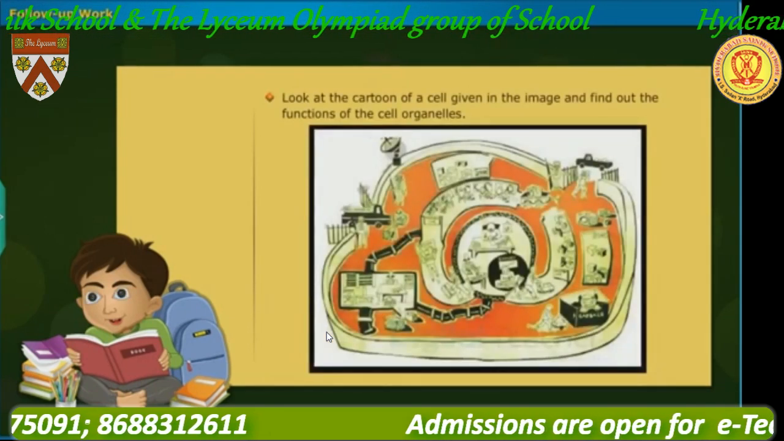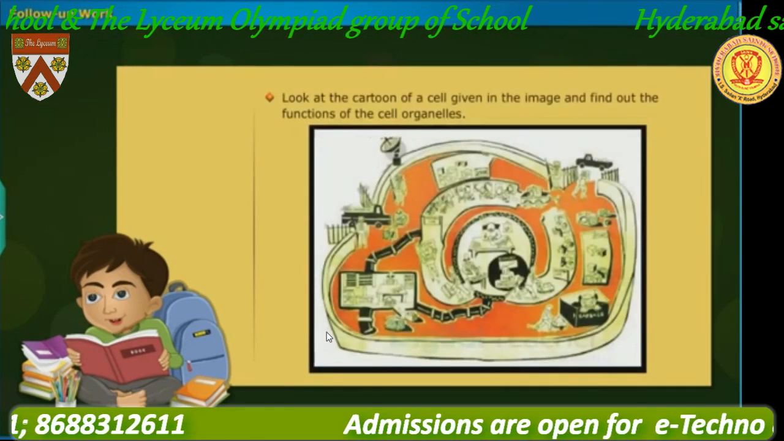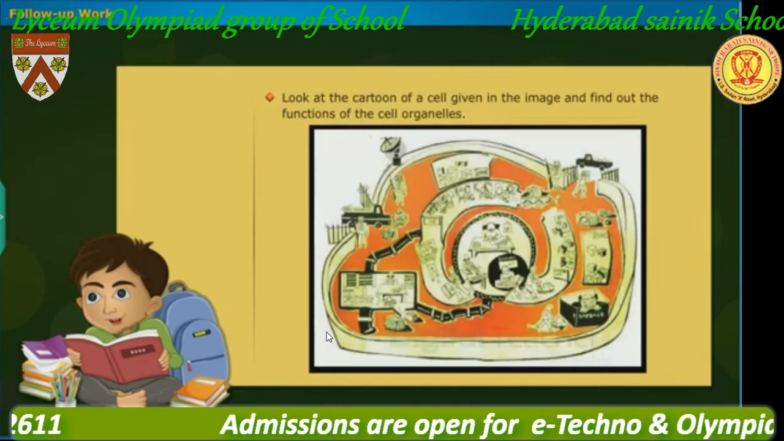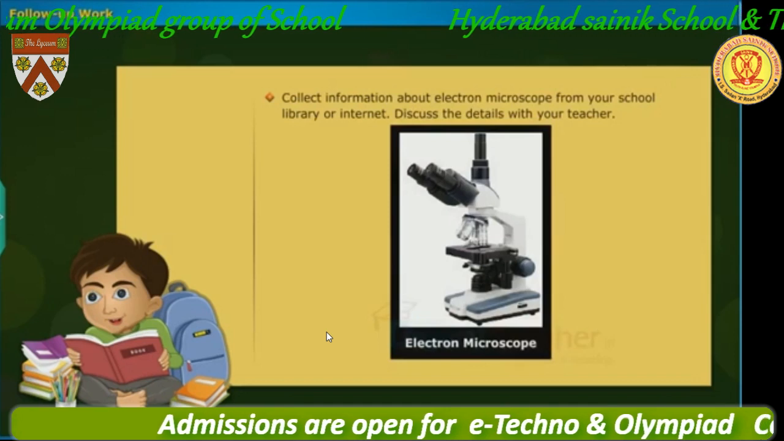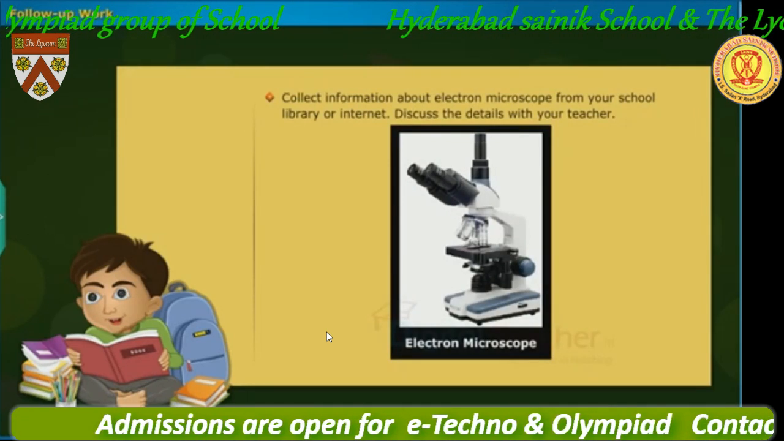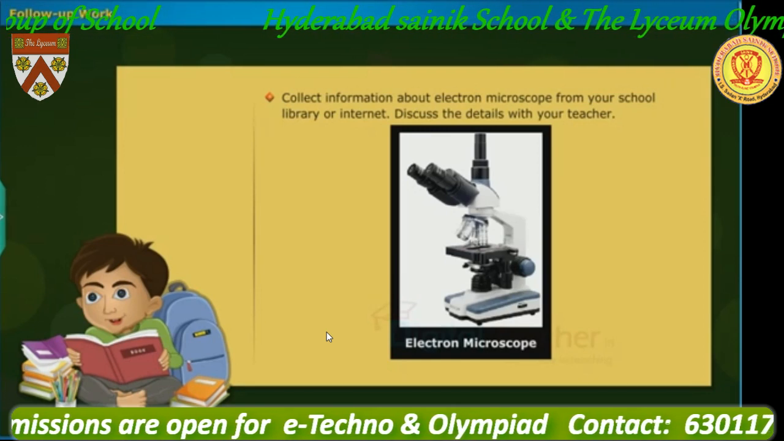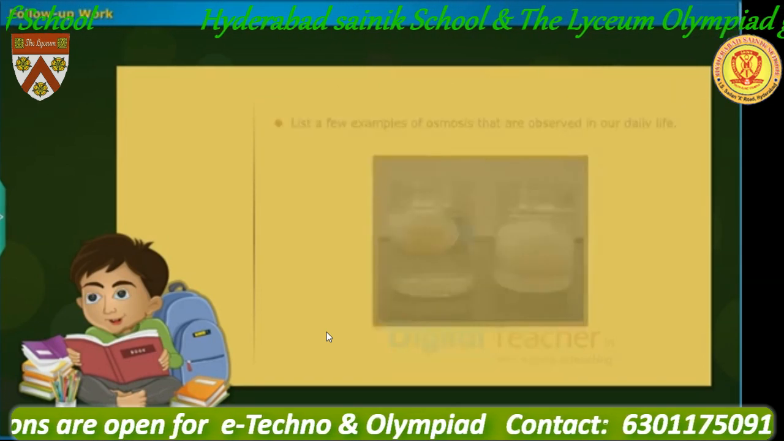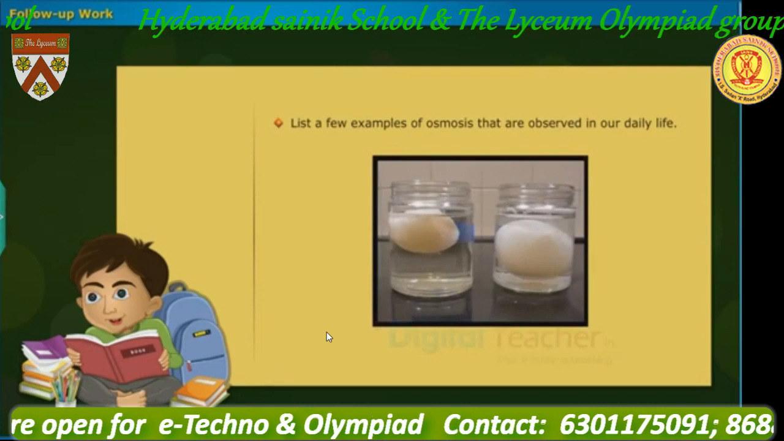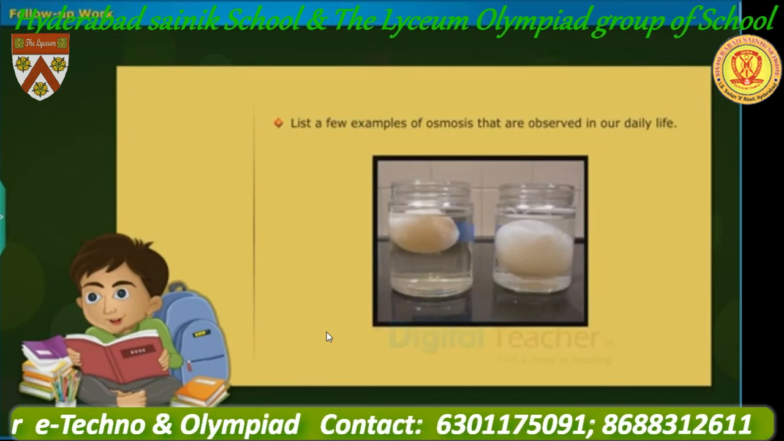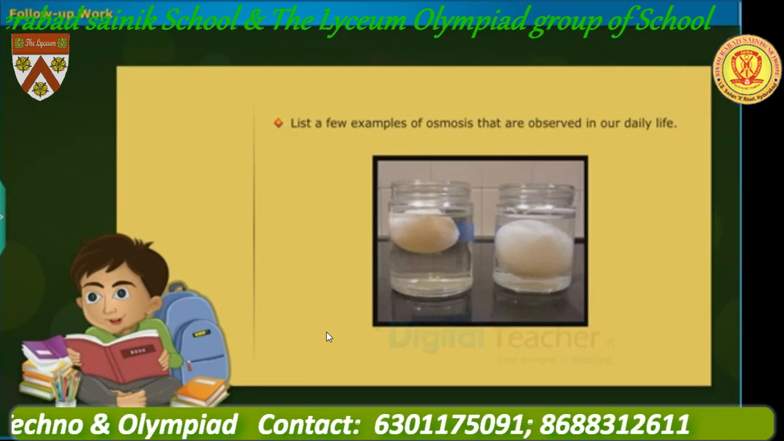Look at the cartoon of a cell given in the image and find out the functions of these cell organelles. Collect information about electron microscope from your school library or internet. Discuss the details with your teacher. List a few examples of osmosis that are observed in our daily life. Example is as shown on the screen.